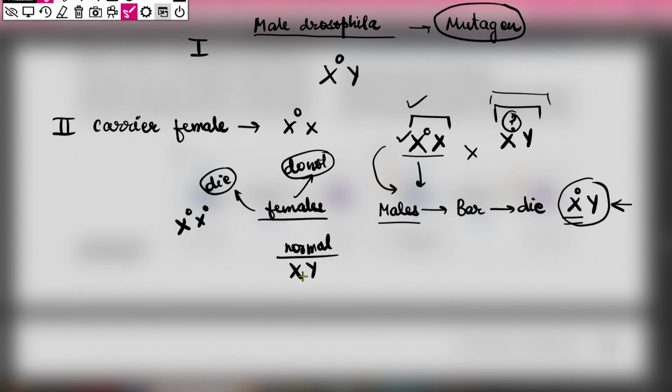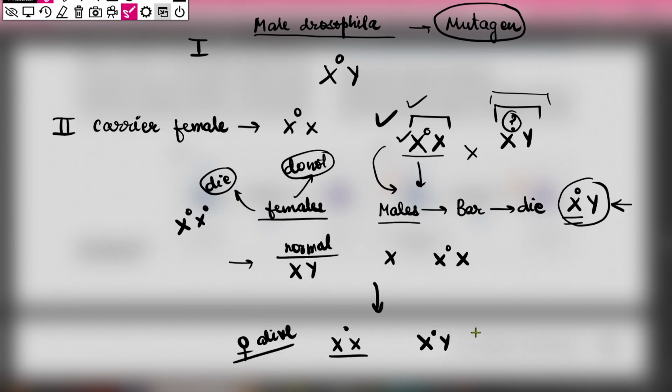Then in the next experiment we take the normal males and cross them with these females. Suppose these females are not dying, then they definitely have to be carriers because the mother was a carrier. Now when they are crossed, in the next progeny, that is the F2 progeny, if it consists of all the females alive and males where half of them die and half of them survive, then we say that this particular female was also a carrier.